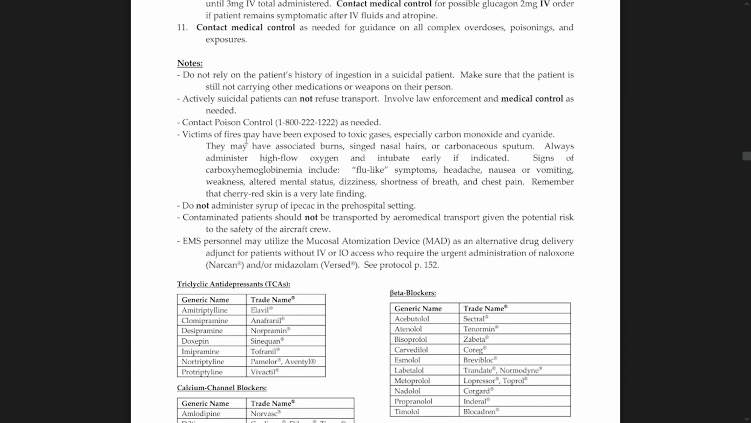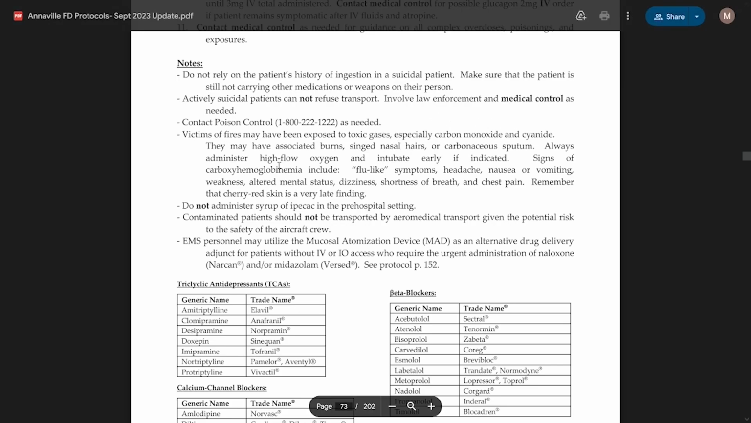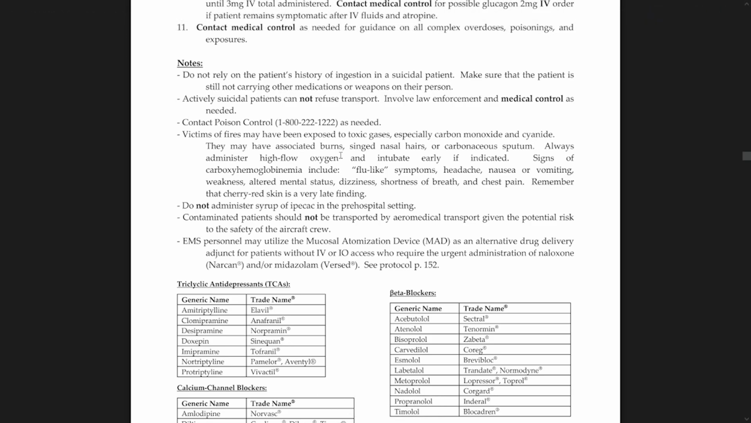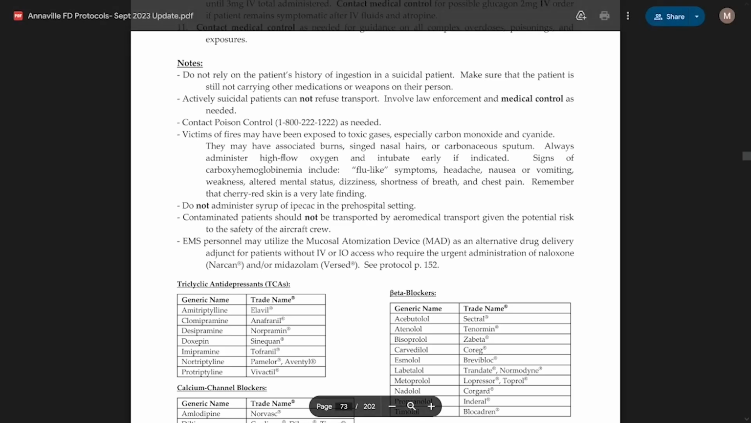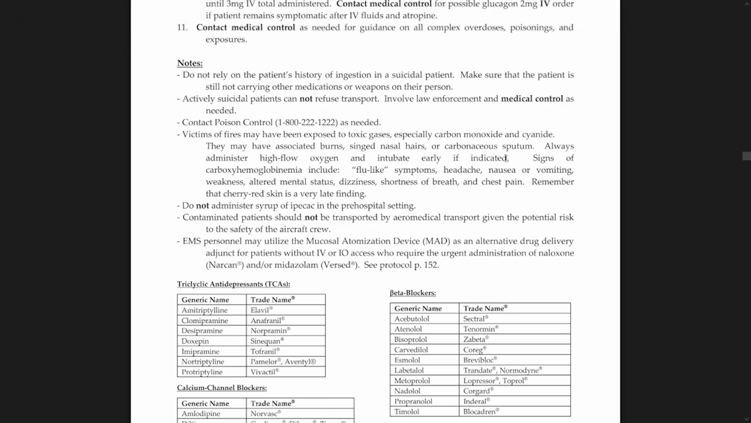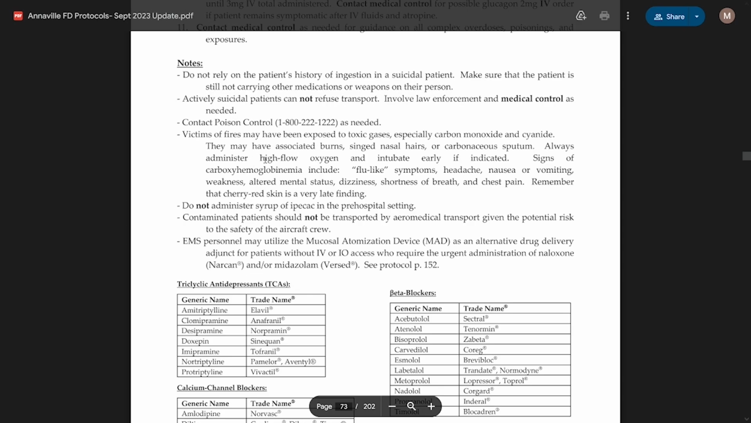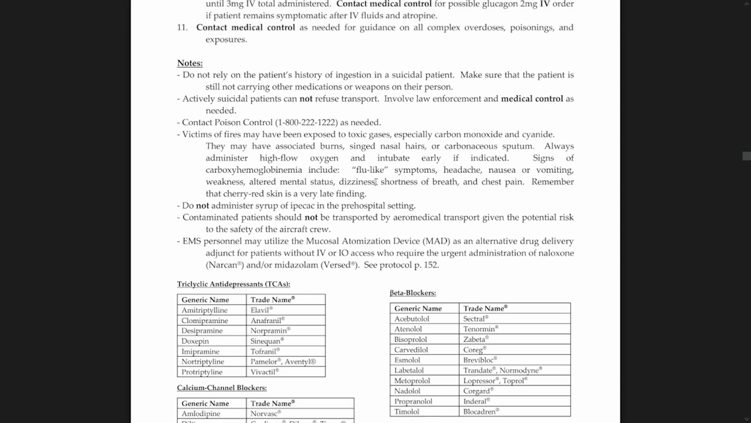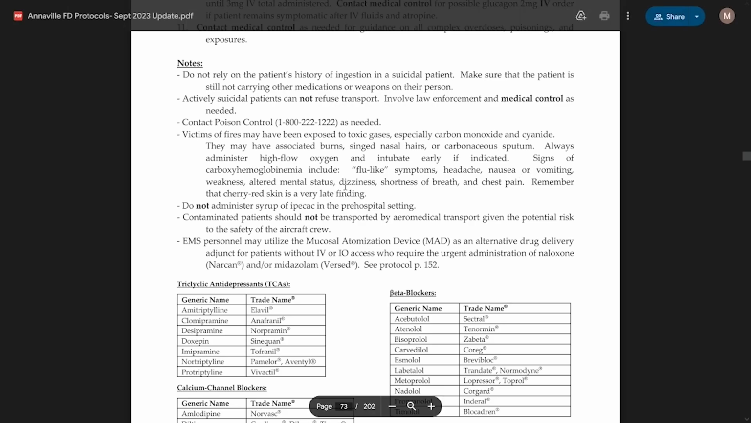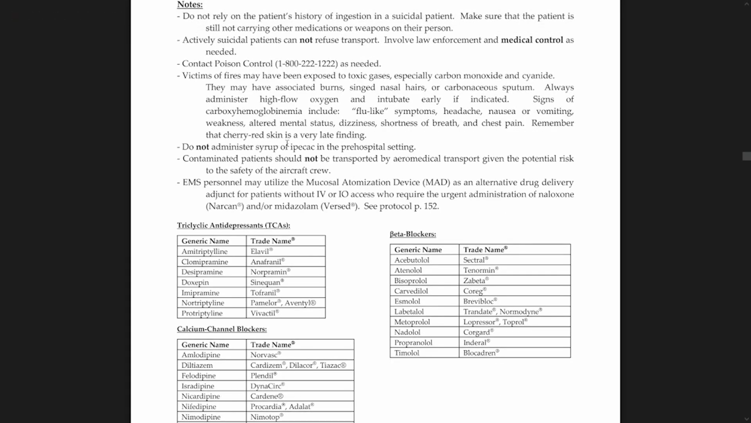Victims of fire may have been exposed to toxic gases, especially carbon monoxide and cyanide. These patients may have associated burns, singed nasal hairs, or carbonaceous sputum. Always administer high flow O2 and intubate early if indicated. Signs of carboxyhemoglobinemia include flu-like symptoms, headache, nausea or vomiting, weakness, altered mental status, dizziness, shortness of breath, and chest pain. Remember that cherry red skin is a very late finding. Do not administer syrup of ipecac in the pre-hospital setting.